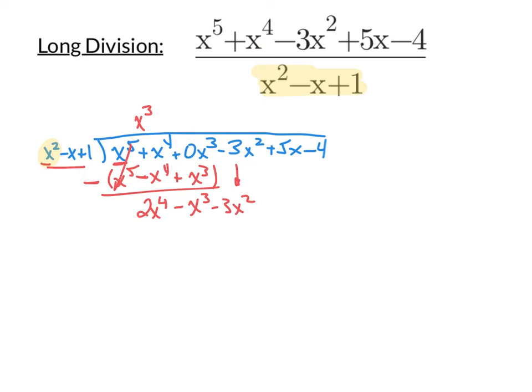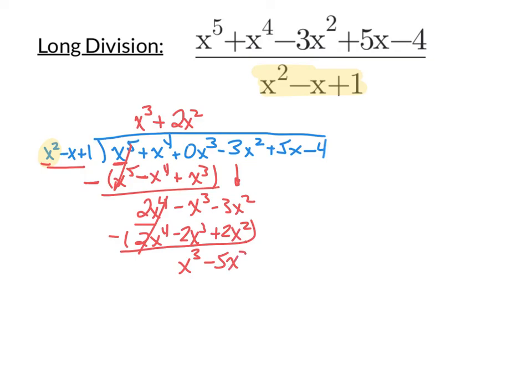What do I have to multiply x squared by to turn it into 2x to the fourth? That would be 2x squared. That would give me 2x to the fourth. Multiply it by negative x, and we'll have negative 2x to the third. And multiply it by 1, and we'll have plus 2x squared. Subtract every term. Negative 1 minus negative 2 is positive 1x cubed. Negative 3 minus 2 is negative 5x squared. Bring down the next term, the 5x, and do it again.